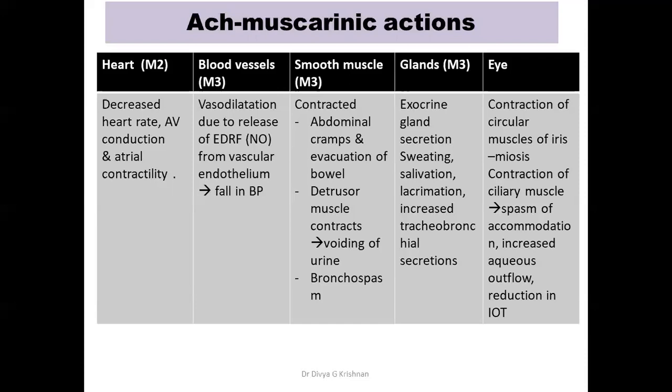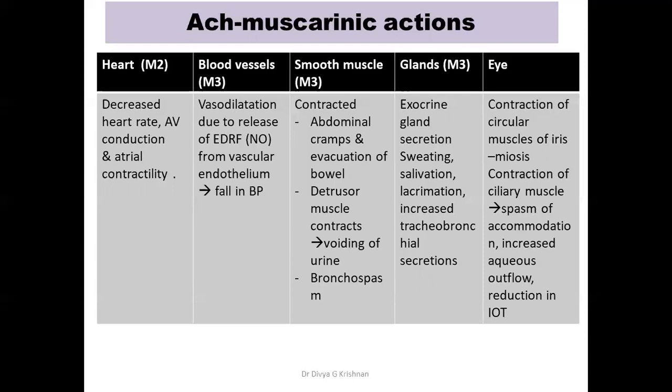Okay, now the smooth muscle. The smooth muscle contraction can occur mainly because of its action on the M2 or M3 receptors. I mentioned only M3 here, but there's also M2 action, and all of it is contraction only. I told you various examples: bronchoconstriction, abdominal cramps and evacuation of the bowel, then increased peristalsis of the ureter and the voiding of the urine. All this is a result of the contraction of the different smooth muscles.